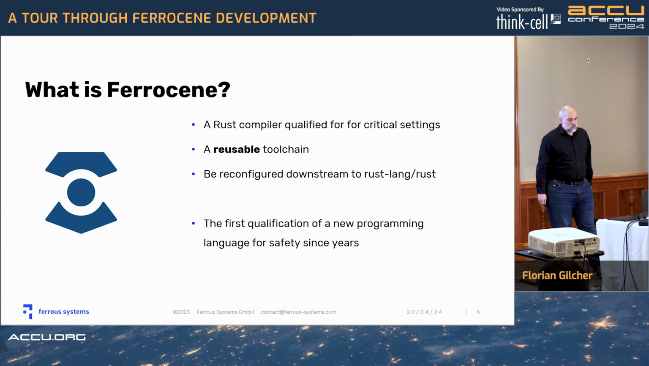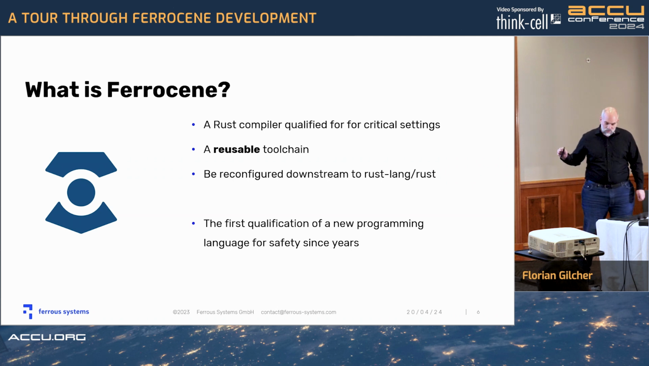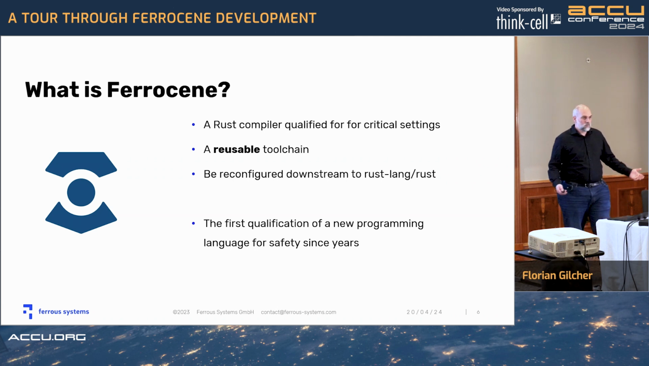So I need to quickly talk about what Ferrocene is. It is a Rust compiler qualified for critical settings. It is particularly a reusable tool chain. Because it's open source, you can take it, you can compile it yourself, you can check all of these things. It is a reconfigured downstream of Rust/Rust. So it's actually compatible with the Rust compiler by virtue of actually being the Rust compiler, plus additions, and I'll talk about the additions, but no code changes.